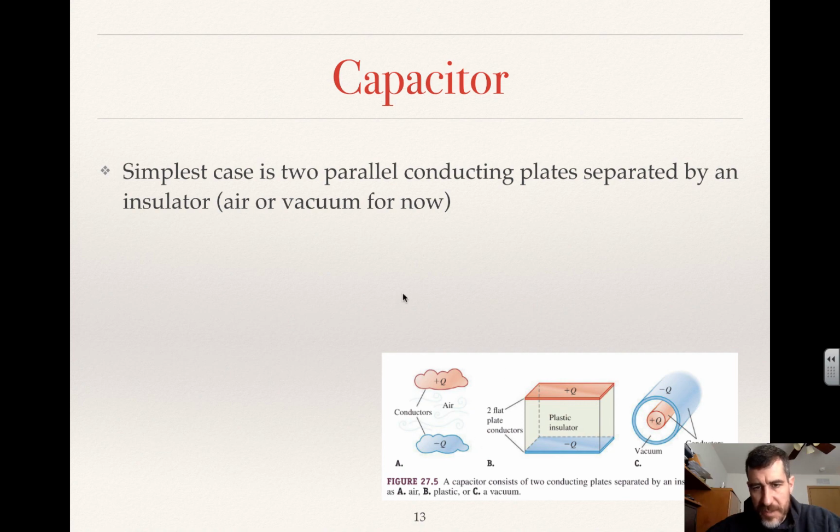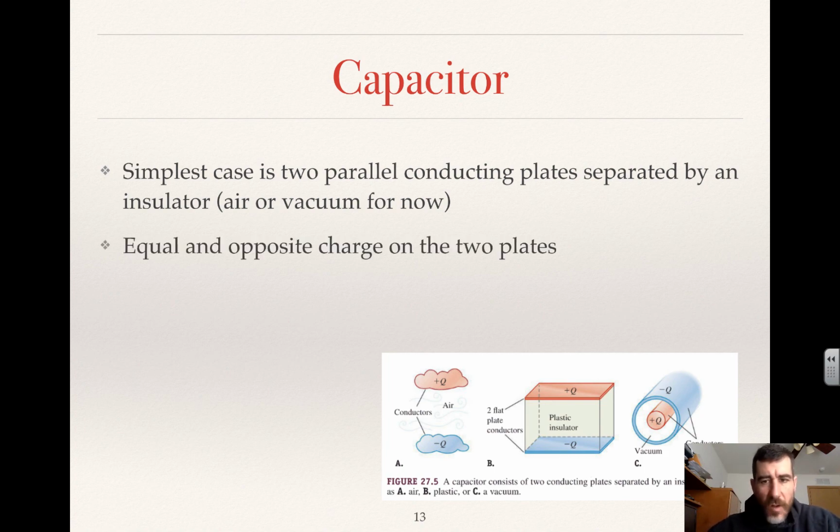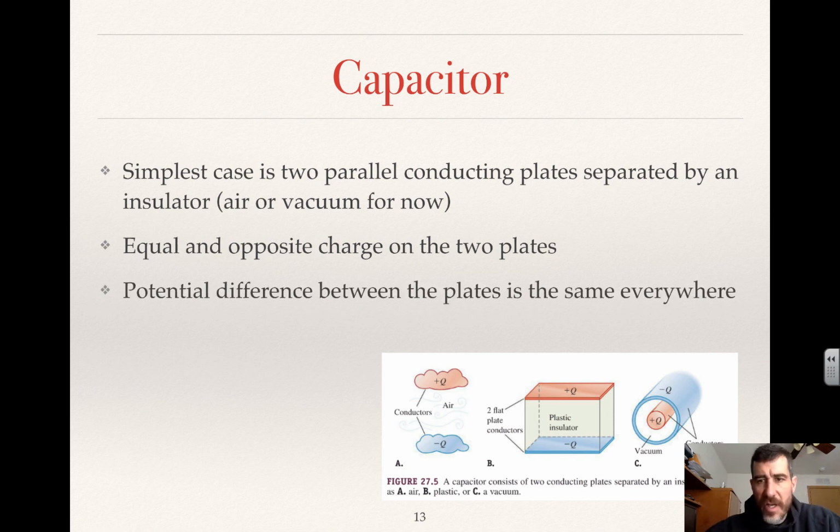So in the picture from your textbook on the bottom here, in the middle is this parallel plate capacitor, so you've got a plate on one side, a plate on the other side, and we're going to build up opposite charges on each plate. When you charge these things, you end up with equal and opposite charges on the two plates. And the nice thing, we talked about the electric field: if you have two charged plates, the electric field is constant in between them, as long as you're not close to the edges, which means that the potential difference between the plates is the same everywhere.